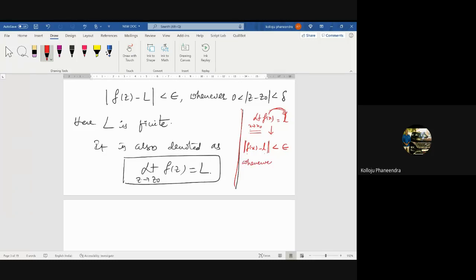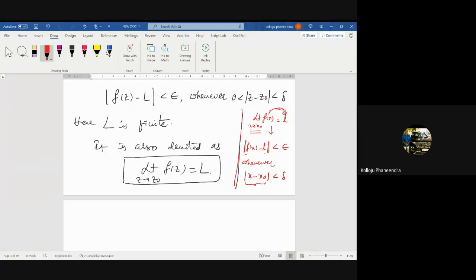Whenever x approaches x naught, that means the distance, the mod, is less than delta, which means very, very small. When the distance between x and x naught is very small, then for the corresponding function f of x, the distance between f of x and L is also very small. That is called approaching the limit L. f of x is approaching limit L.